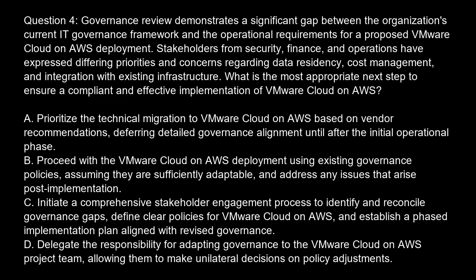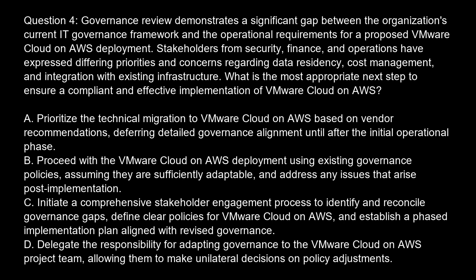Question 4. Governance review demonstrates a significant gap between the organization's current IT governance framework and the operational requirements for a proposed VMware Cloud on AWS deployment. Stakeholders from security, finance, and operations have expressed differing priorities and concerns regarding data residency, cost management, and integration with existing infrastructure. What is the most appropriate next step to ensure a compliant and effective implementation of VMware Cloud on AWS?